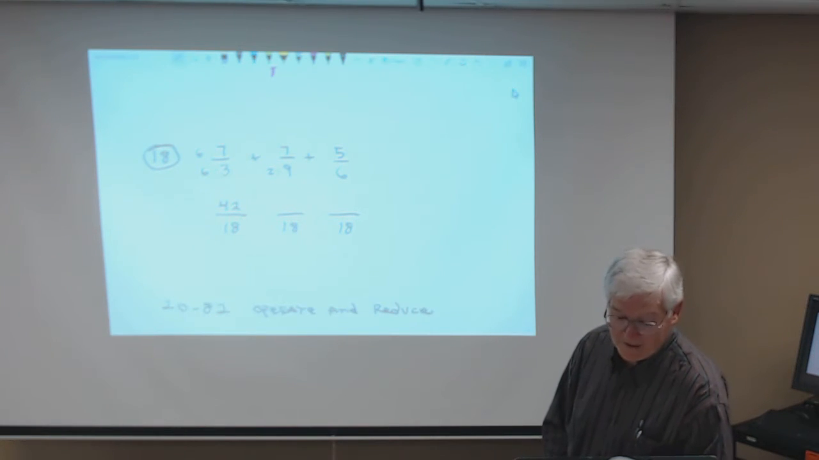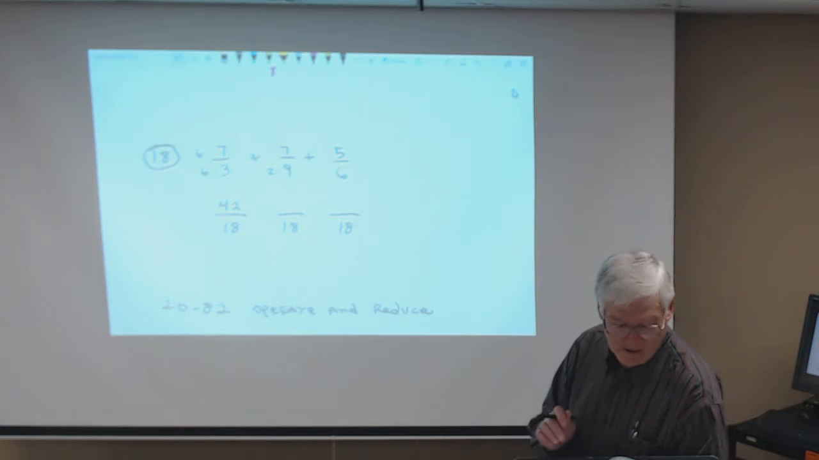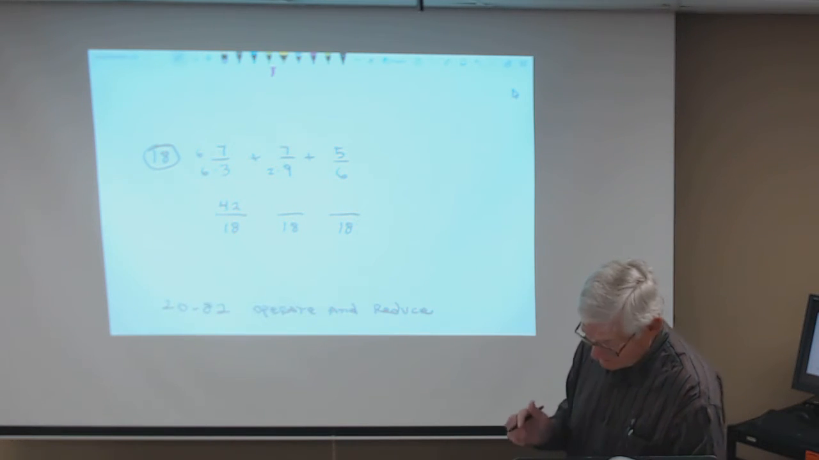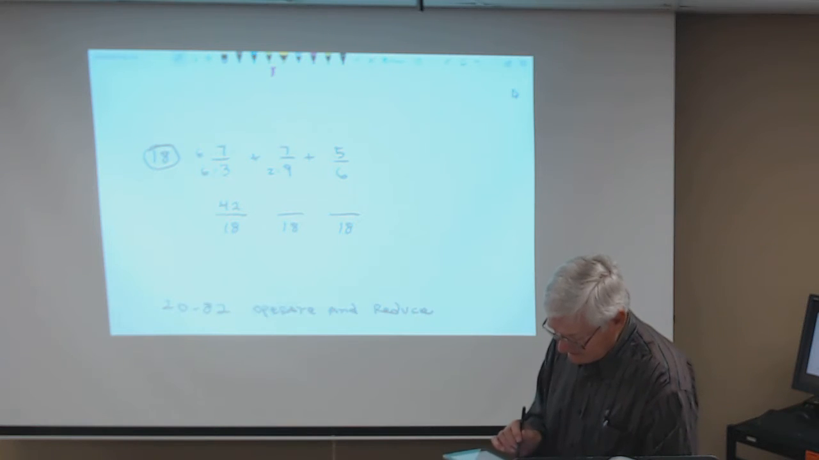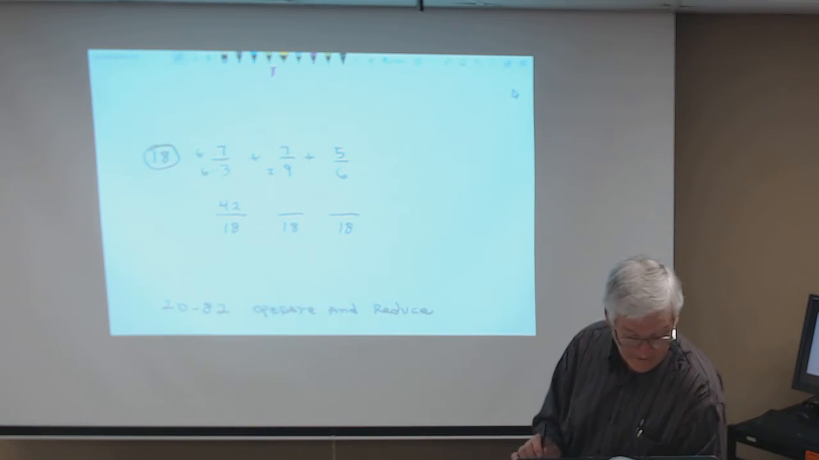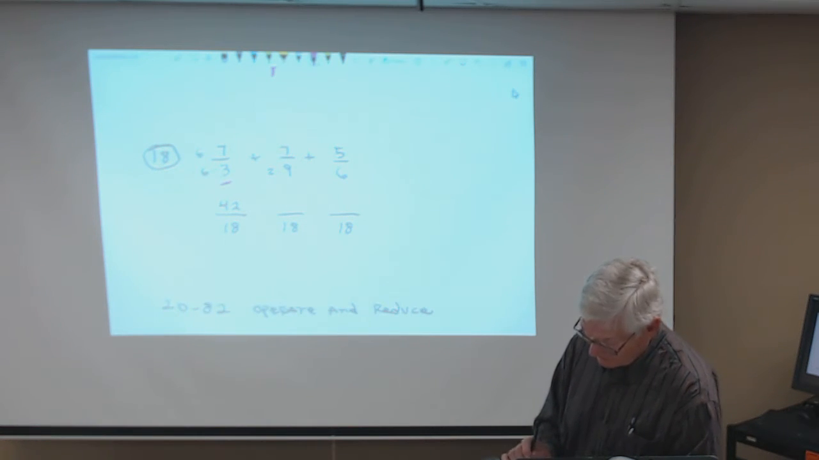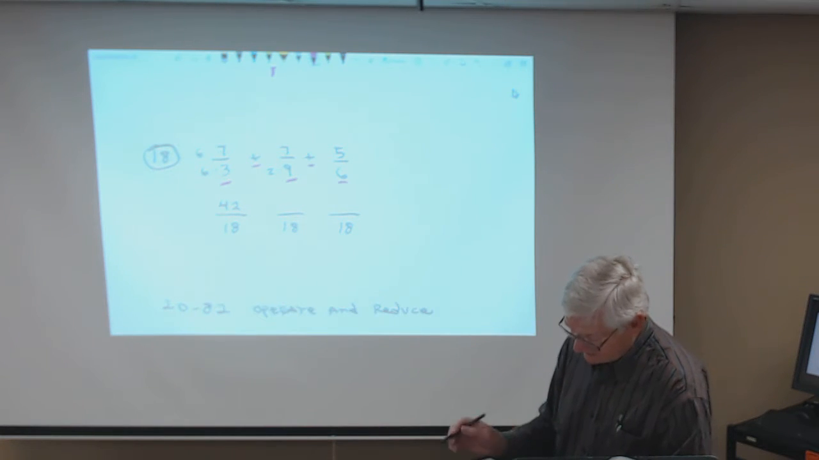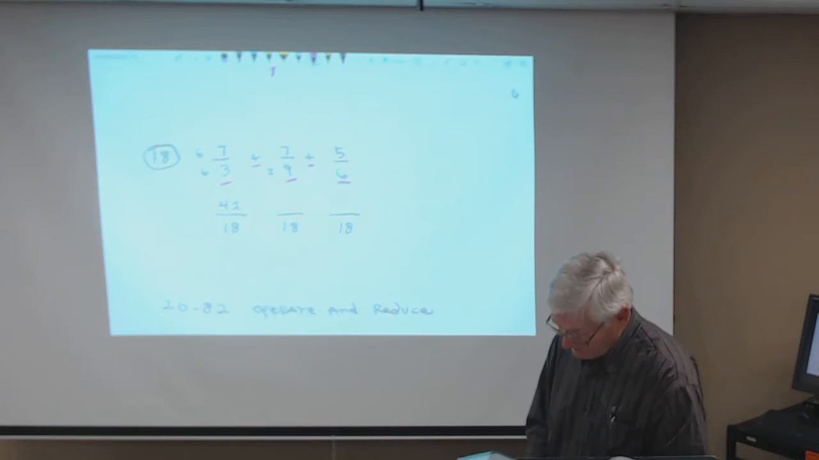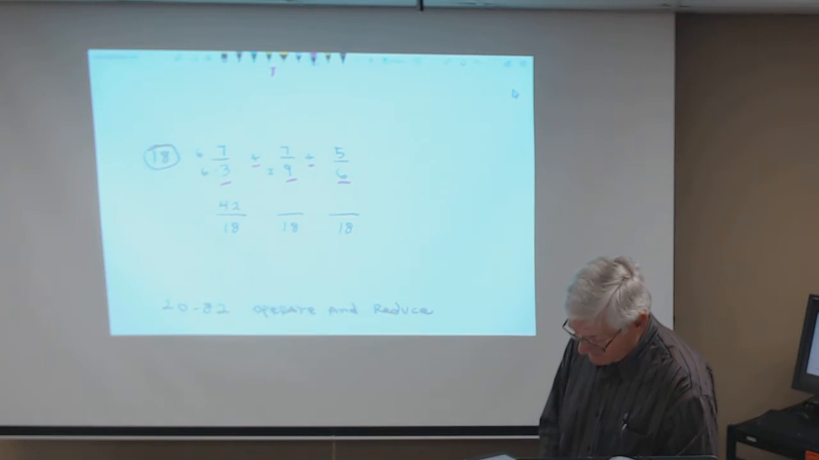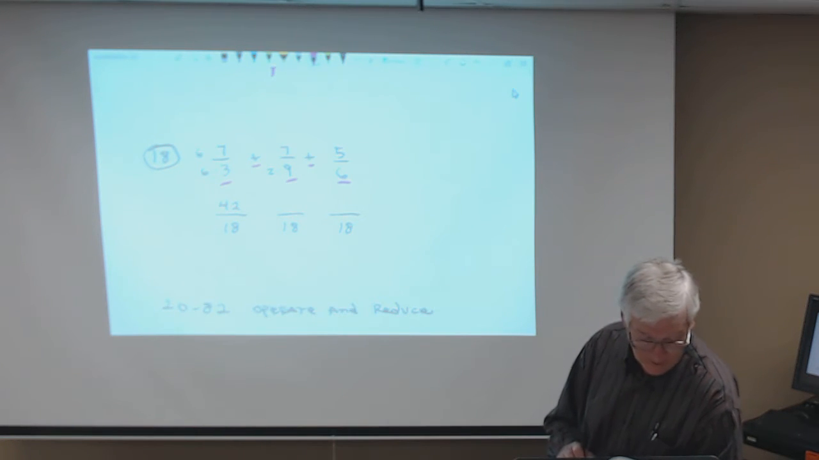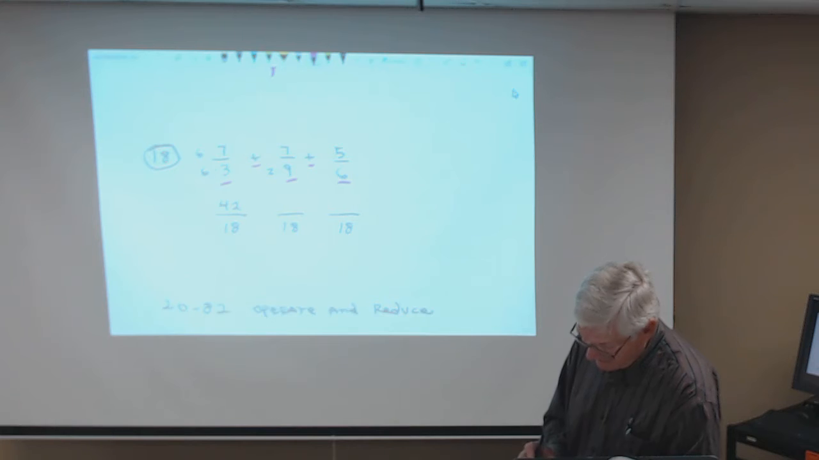I know we're moving fast, but we have a lot of problems to work today. Number 18. It says 7/3 plus 7/9 plus 5/6. They want me to use a denominator of 18.